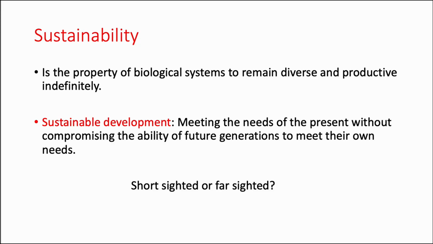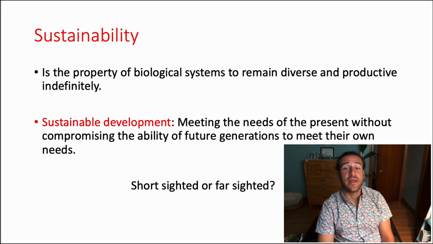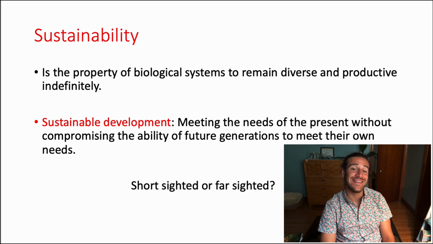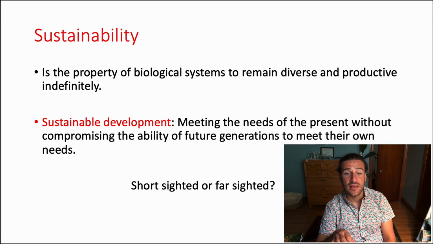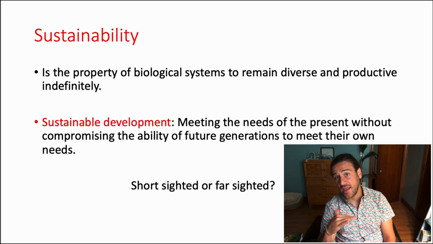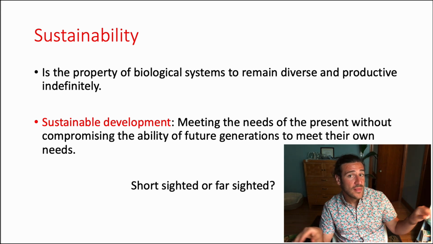Moving forward on to sustainability. So sustainability is the property of biological systems to remain diverse and productive indefinitely. The key word is indefinitely, right? So sustainable development is actually meeting the needs of the present without compromising the ability of future generations to meet their own needs, right? So in clear cuttings, loggers just cut all of the trees down.